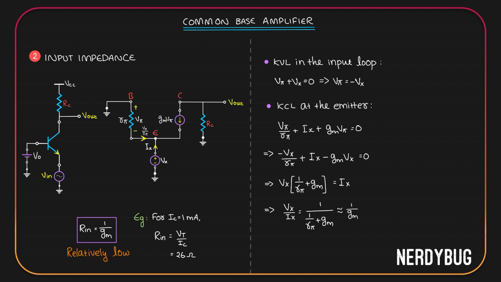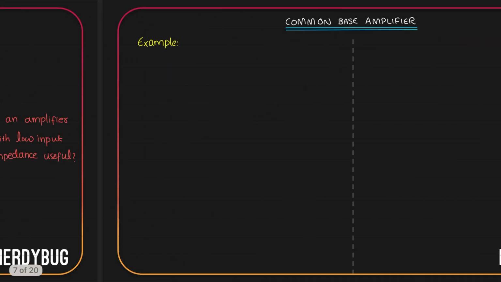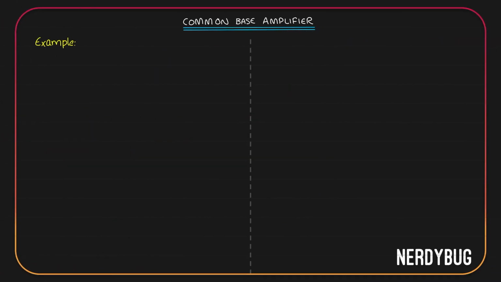But when we started the discussion on amplifiers, we said a higher input impedance is desirable. But here we got an amplifier that has a relatively low input impedance. So my question is, is an amplifier with a low input impedance useful? Actually, there are situations where we need amplifiers with lesser input impedance. Let us see an example.